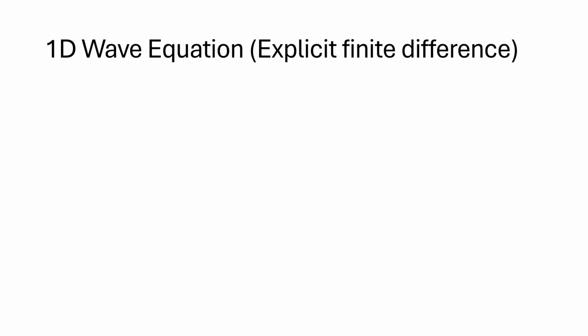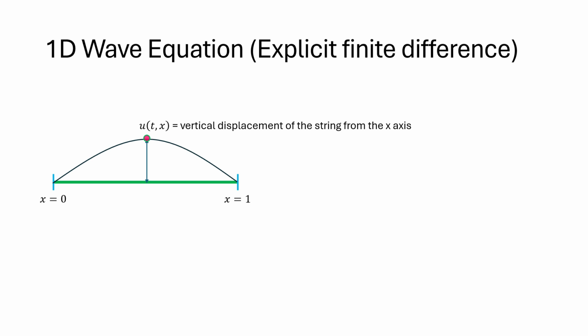Hello and welcome everyone. In this video, we will look at a problem related to vibration of a string whose ends are fixed at points x equal to 0 and x equal to 1. The variable that we are interested in is the vertical displacement of the string from the x-axis, or transverse amplitude vibrations at position x and time t.